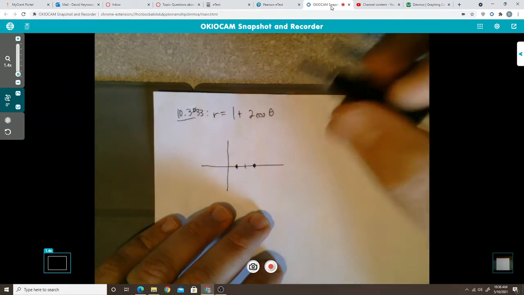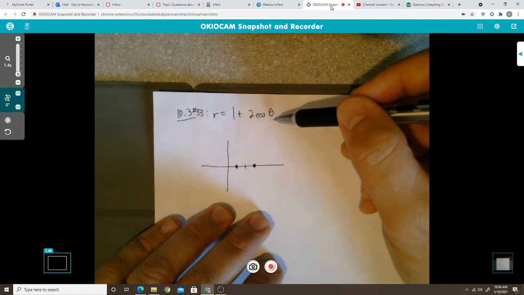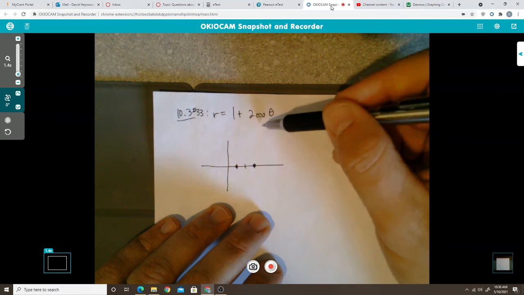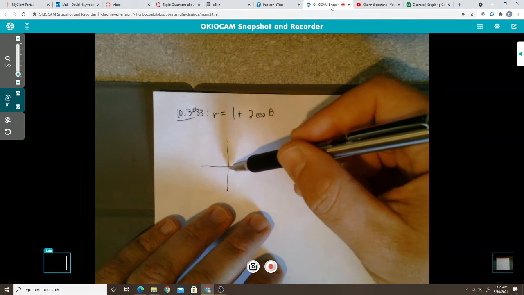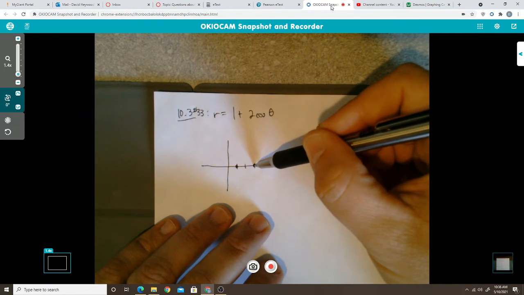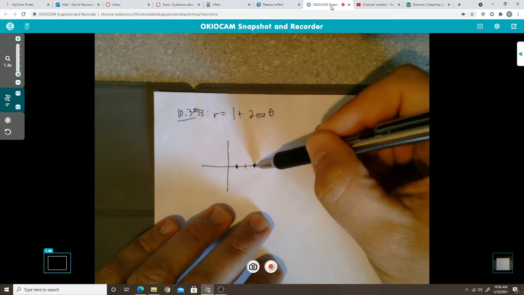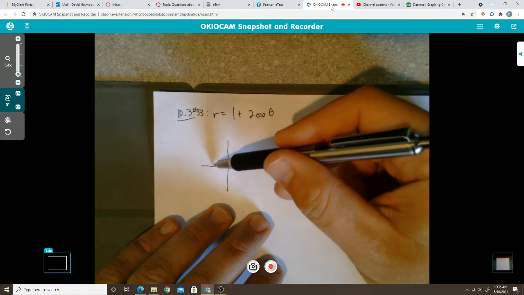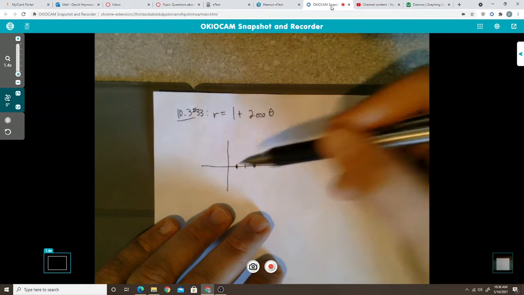The most negative it can ever be is -1. Cosine is going to be its largest when theta equals 0, right? That's when cosine is 1. So at theta equals 0, we're out at r equals 3. And then at theta equals pi, that's when cosine is -1. So we're at r equals -1, and we end up at that point there.